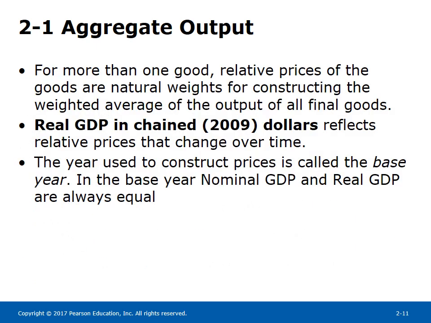For more than one good, relative prices of the goods are natural weights for constructing the weighted average of the output of all final goods. Real GDP in chained 2009 dollars reflects relative prices that change over time. The year used to construct prices is called the base year. In the base year, nominal GDP and real GDP are always equal.